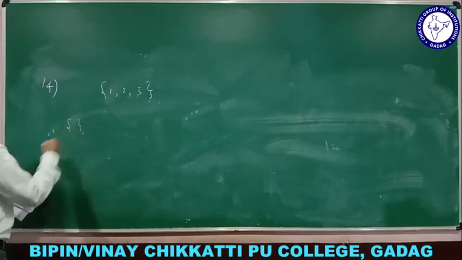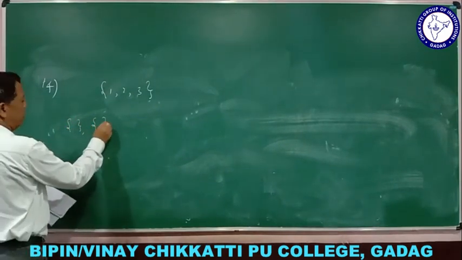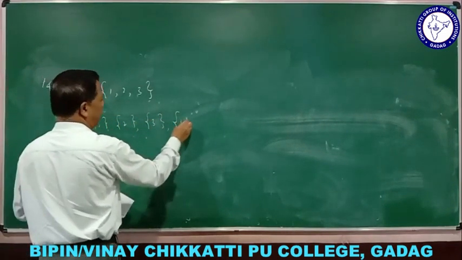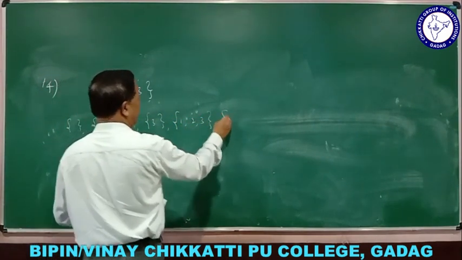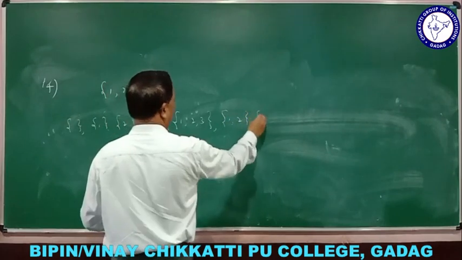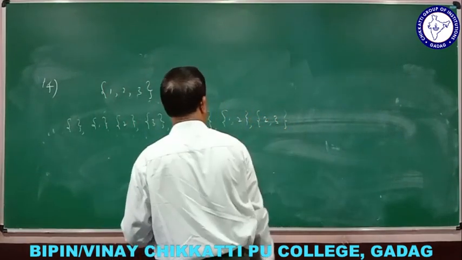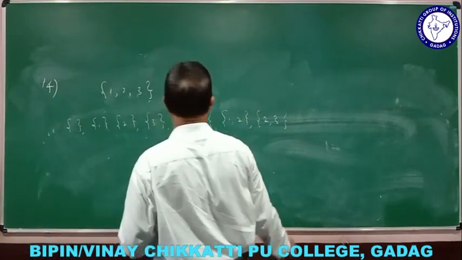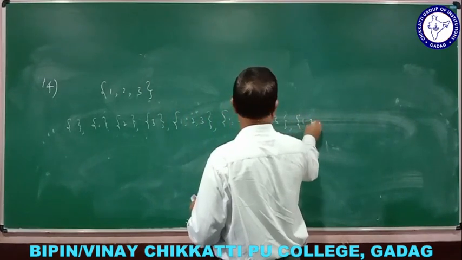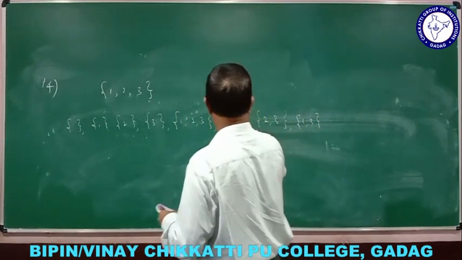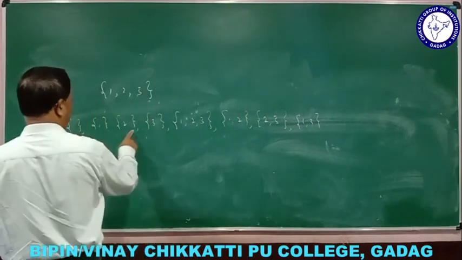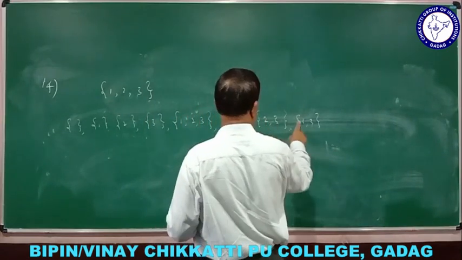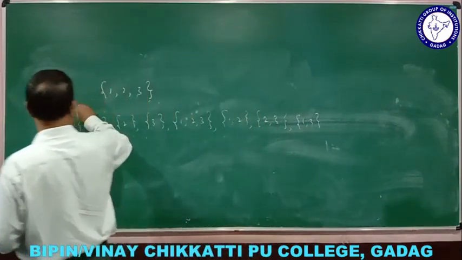First, you can say the null set. Then the single-element subsets: {1}, {2}, and {3}. Then {1, 2, 3}, then {1, 2}, and {2, 3}. How many is that? 1, 2, 3, 4, 5, 6, 7. And one more is {1, 3}. So that is 8. {2, 1} is not necessary, {3, 2} is not necessary. So these are the subsets.